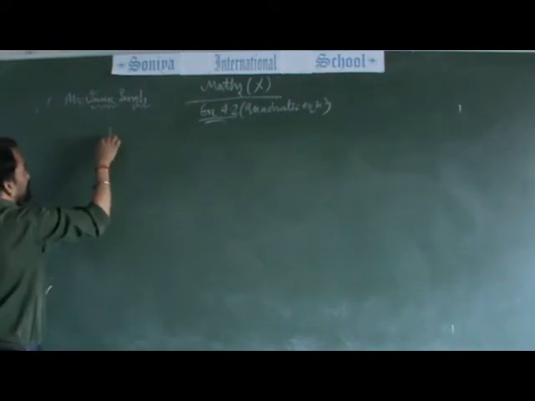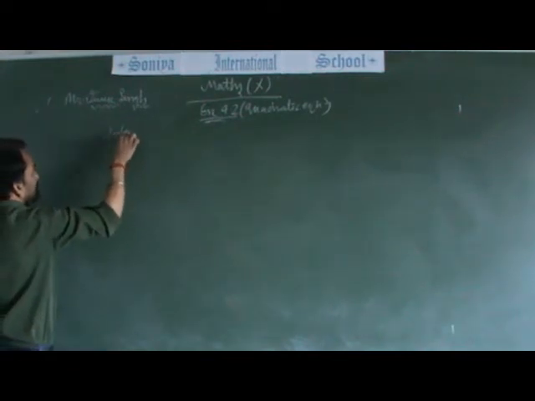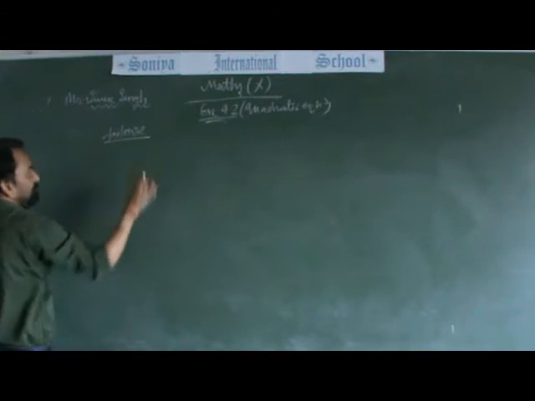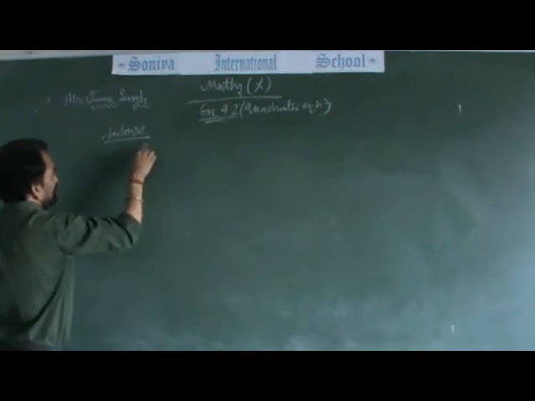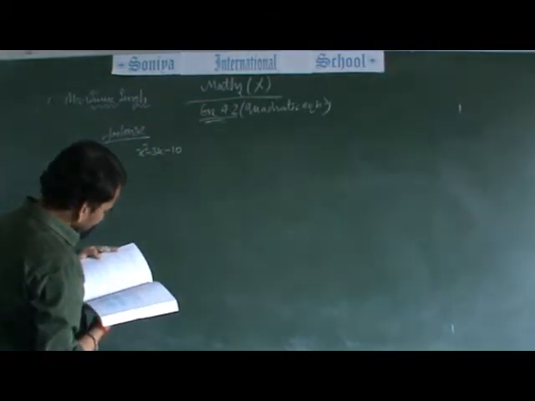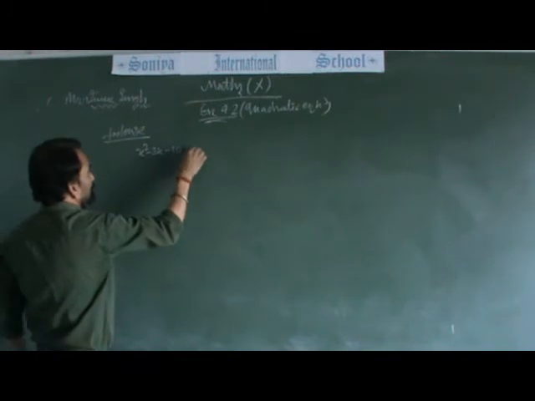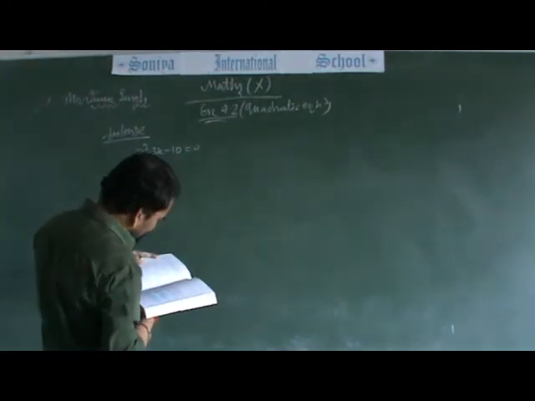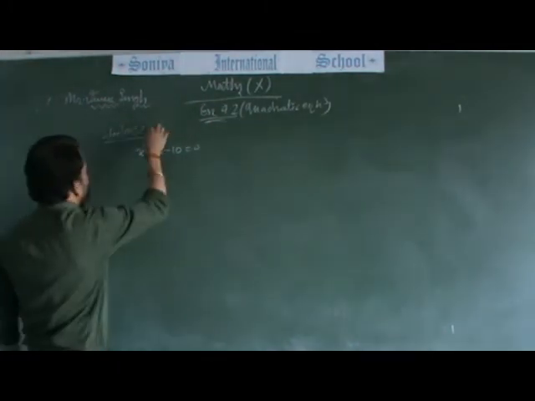Find the roots of the following quadratic equation by factorization. x square minus 3x minus 10 equals to 0. Factorize the following expression, and hence find the roots.